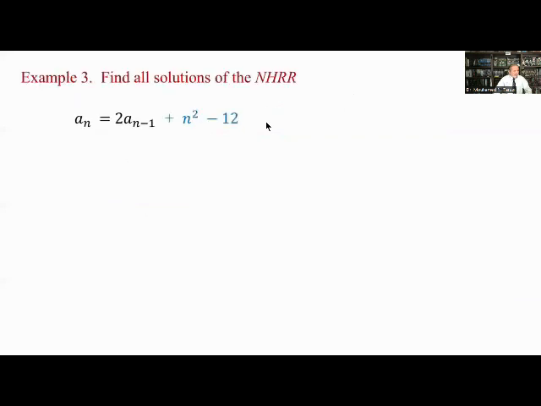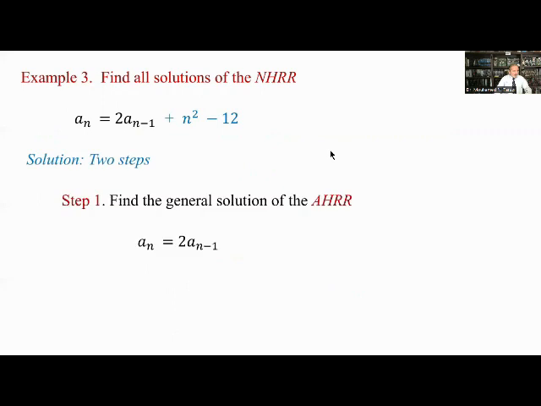Example 3, let's do that now. I'm giving you more examples. Find all solutions of the non-homogeneous recurrence relation. Again, we will find the general solution of this alone, and then a particular solution of the whole thing here. Okay? Two steps again. Find the general solution of the associated homogeneous recurrence relation, which I'm using the same one here because it's easy now to start with easy examples. And we know that's the general solution.